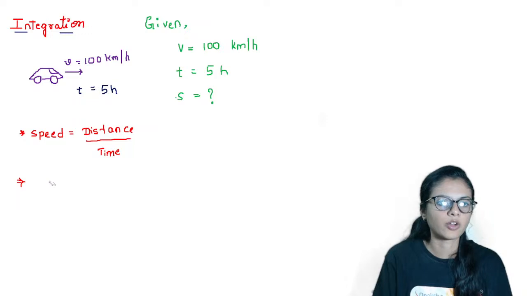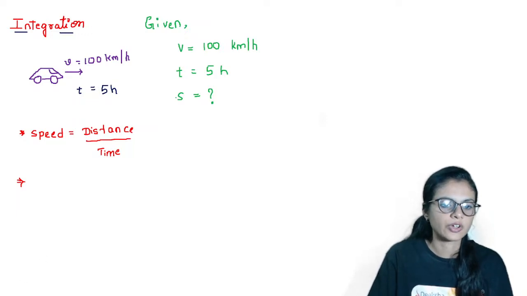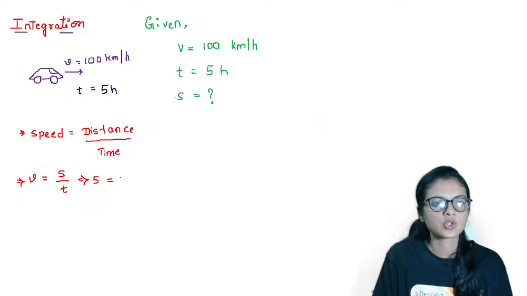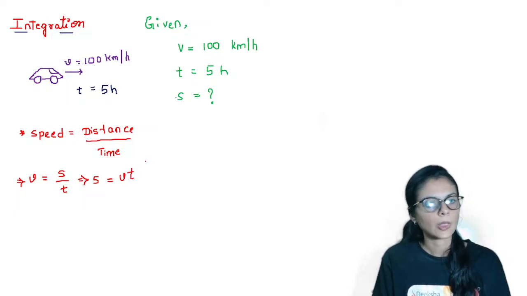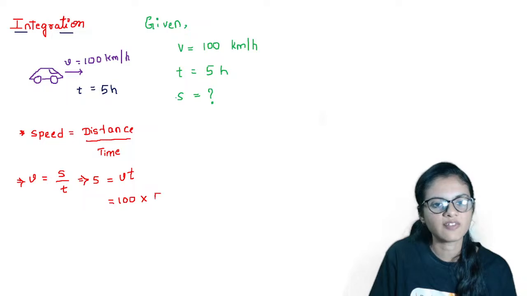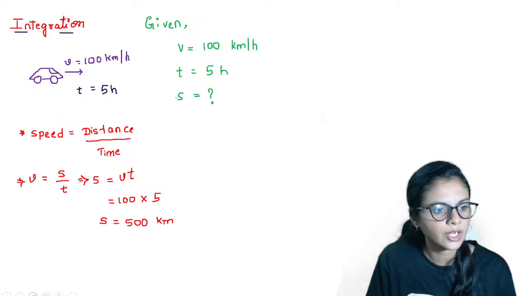Let me write it in the format of given so that there should be no confusion. So V is equal to S by T is the formula. We want to calculate distance. Distance is S, which is equal to V into T. Fine. So let's substitute it. Velocity is 100 kilometer per hour into 5 hours. So what's the distance covered? Distance covered is 500 kilometer.